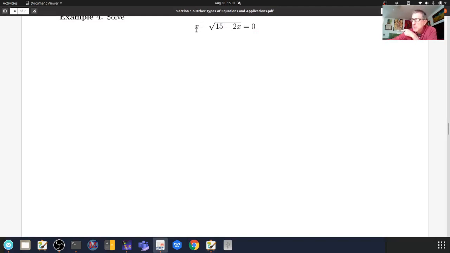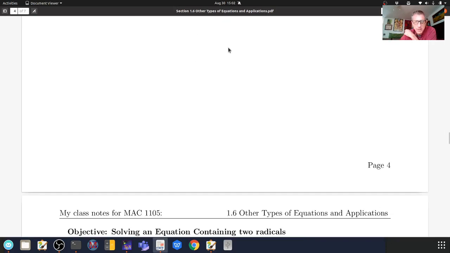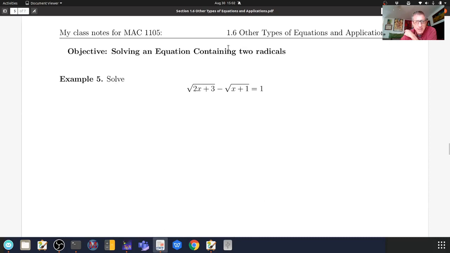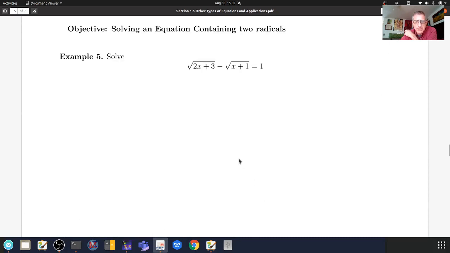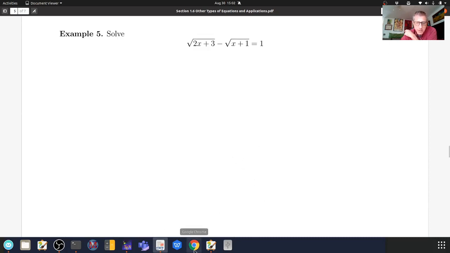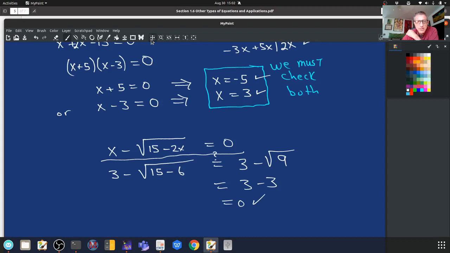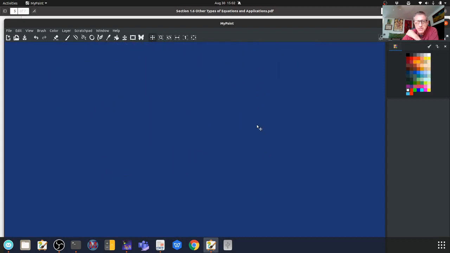Okay, so the next problem. Oh yeah, there's one of these bound to happen, right? Solving an equation containing 2 radicals. 2 radicals with a constant out here. Well, thankfully, these problems have been created so that the algebra is not too tricky.